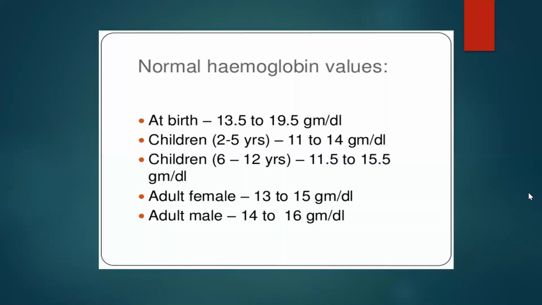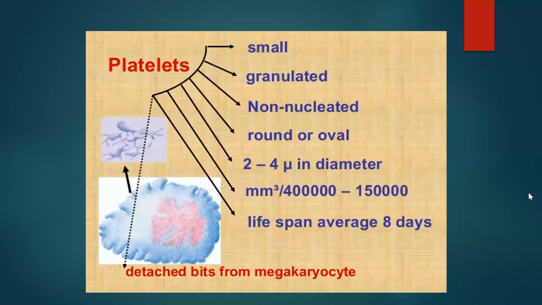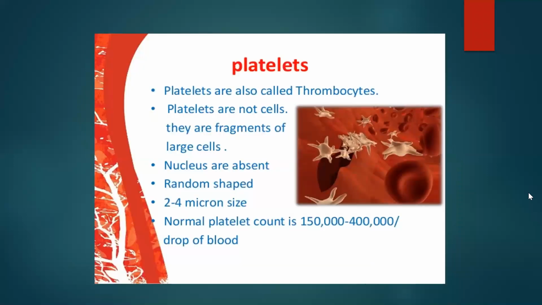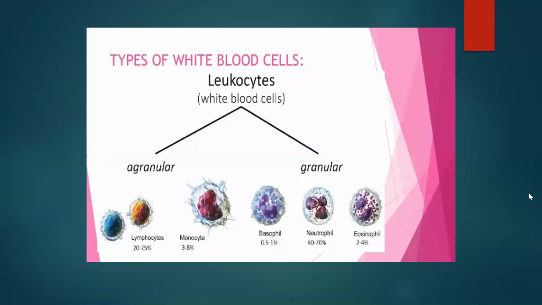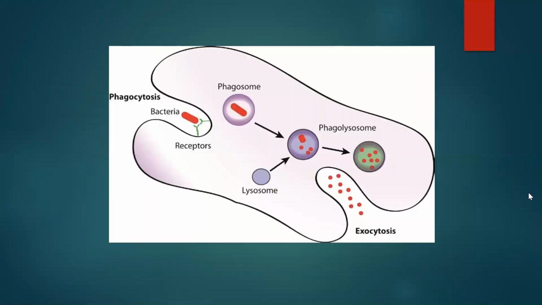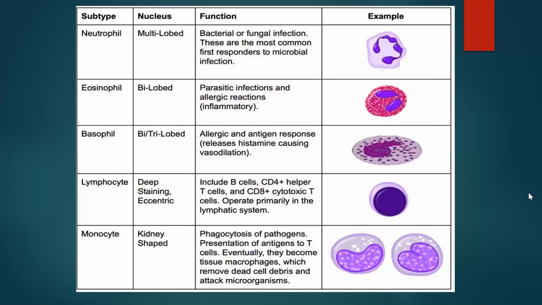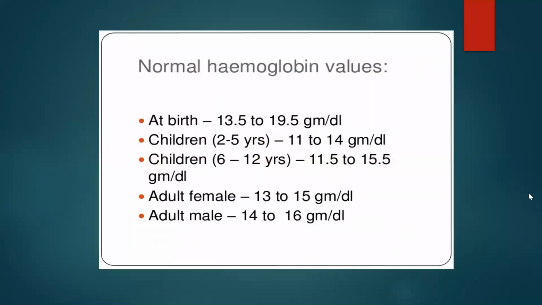So we are done with today's topic. Just a quick recapitulation in 2 minutes. What we did: blood platelets, because yesterday we left this topic. Then the structure of the blood platelets, then types of white blood cells, then functions, then phagocytosis, which is very important, then a comparison of all these 5 types. Then the next topic was hemoglobin, the structure of hemoglobin and the normal hemoglobin value in children, adults, and a baby.